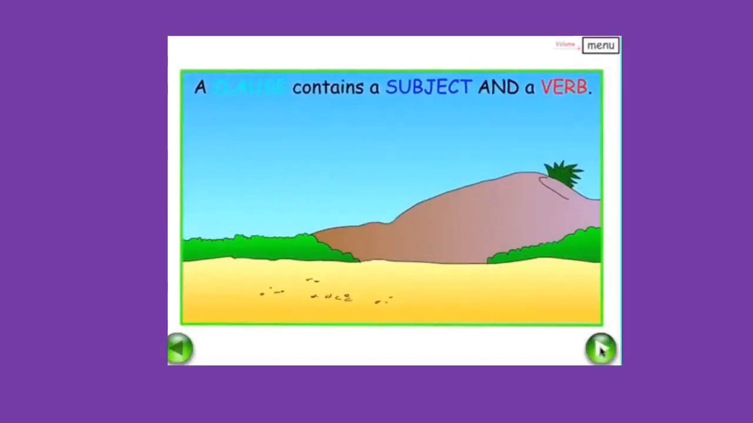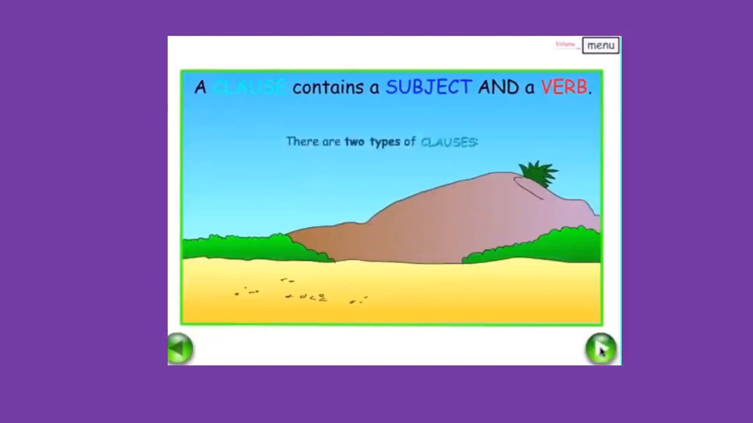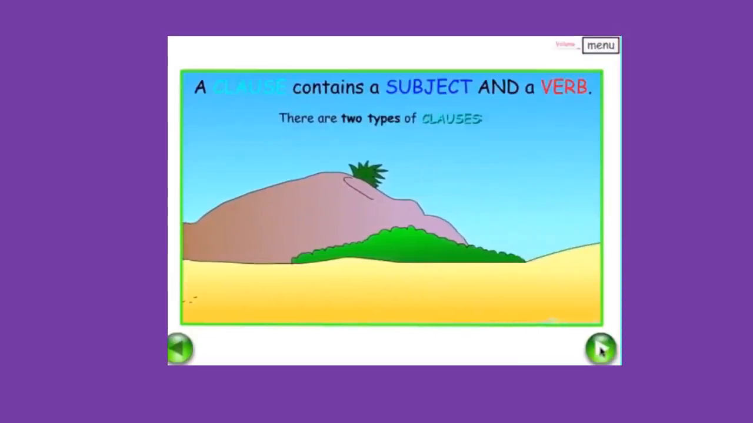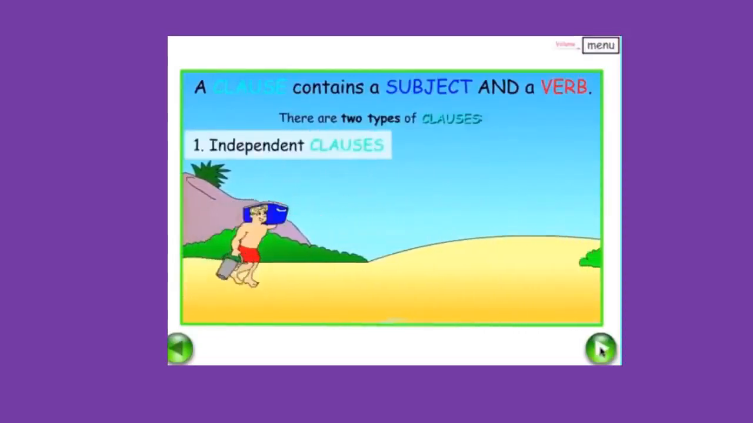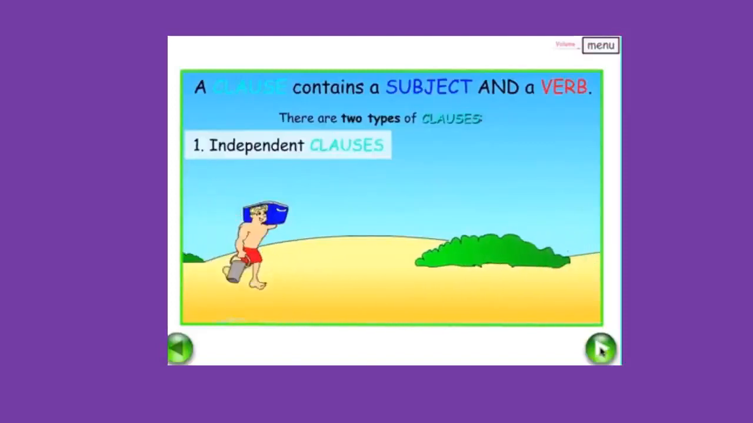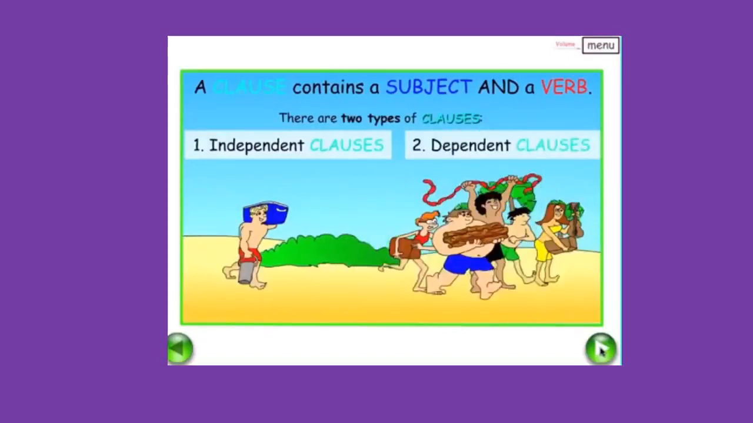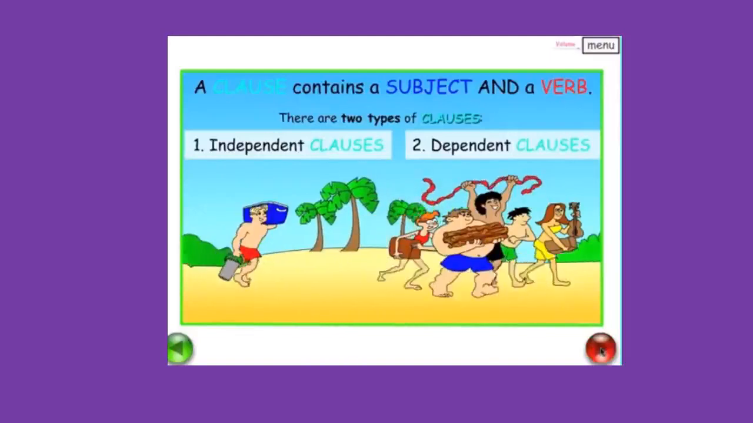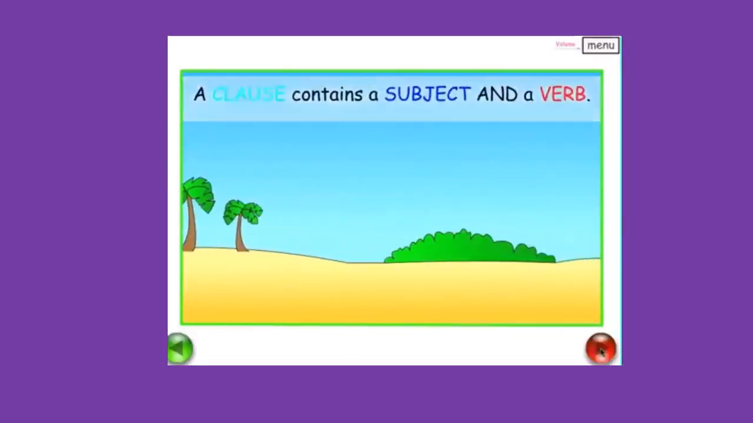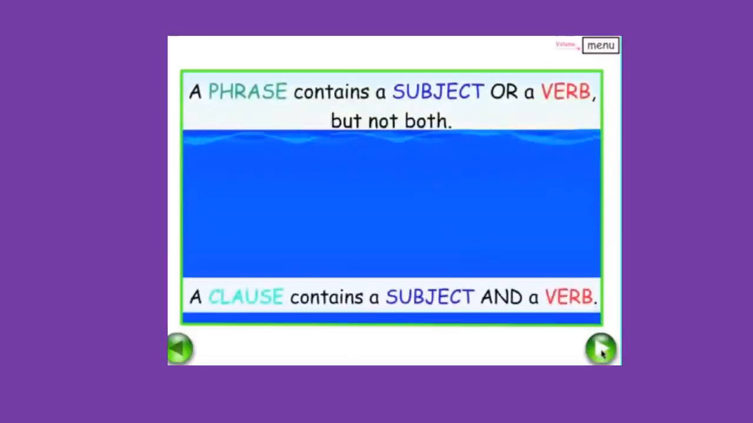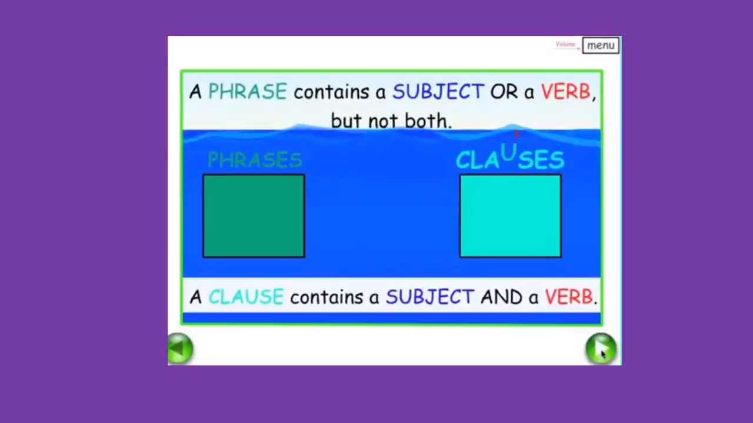A clause contains a subject and a verb. And there are two types of clauses: independent clauses that can stand alone, and dependent clauses, which you will find within a larger sentence structure. A phrase contains a subject or a verb, but not both, and a clause contains a subject and a verb.